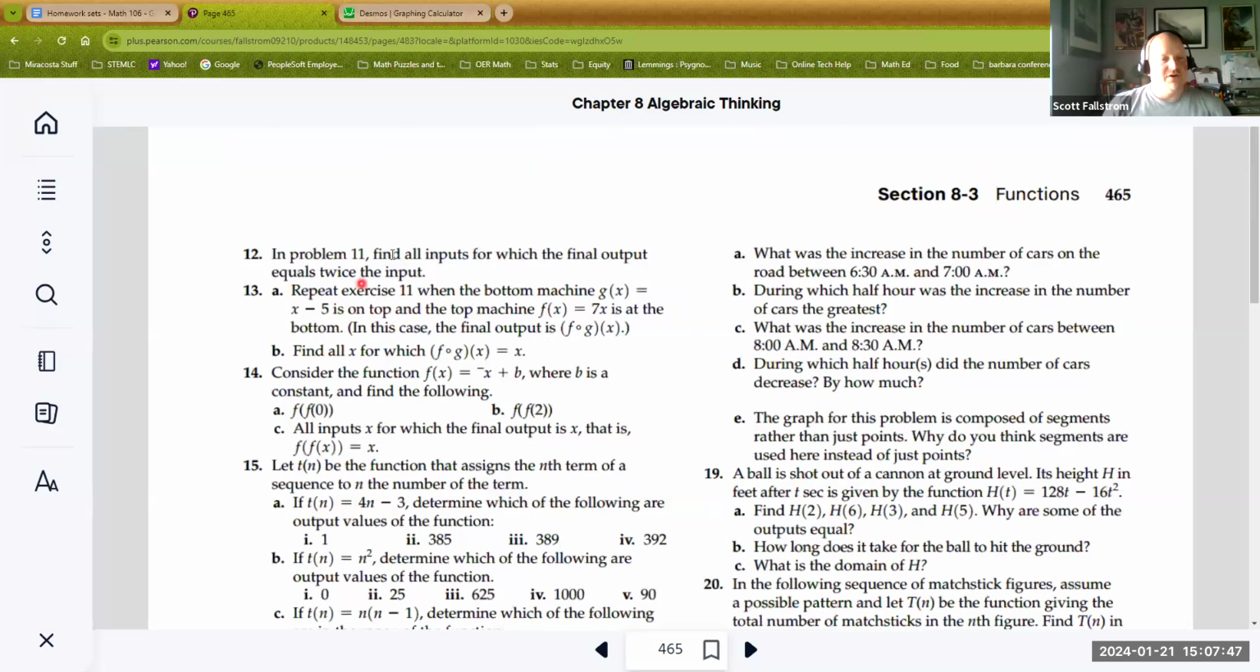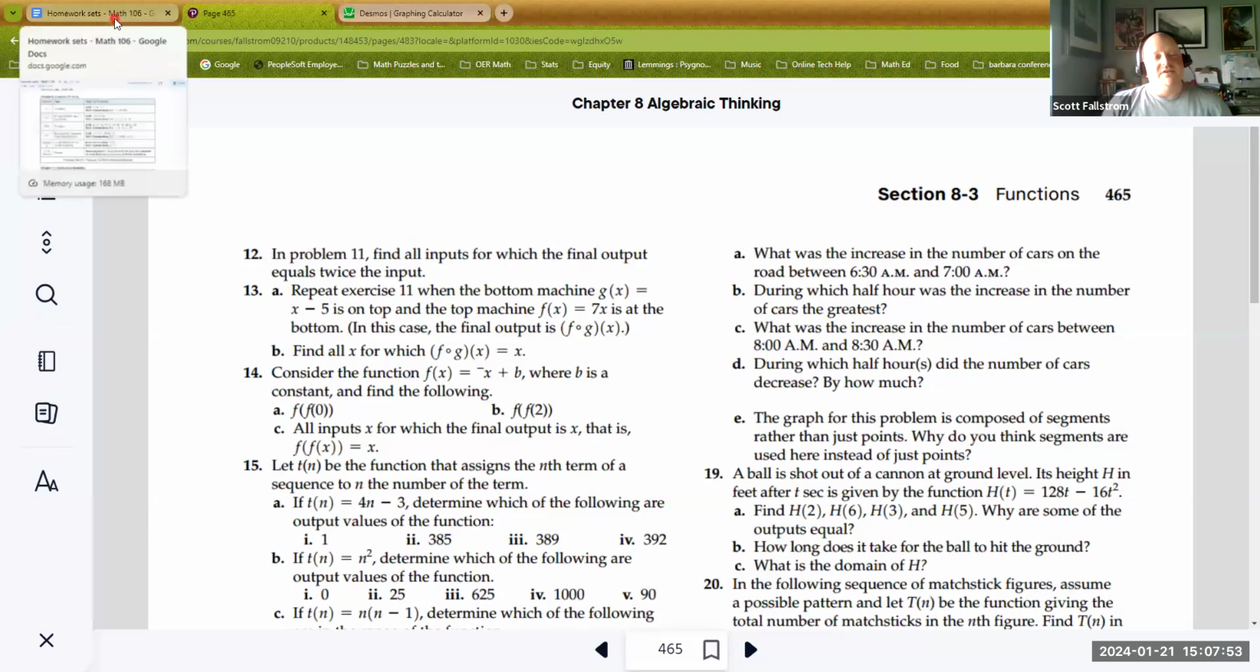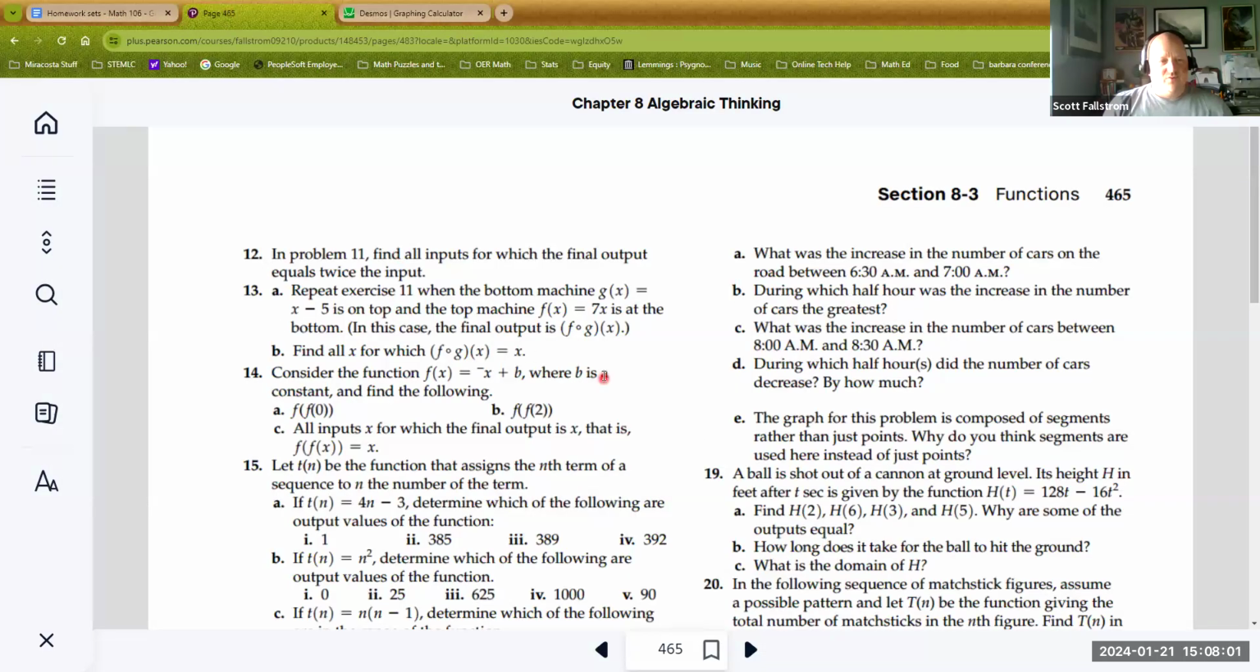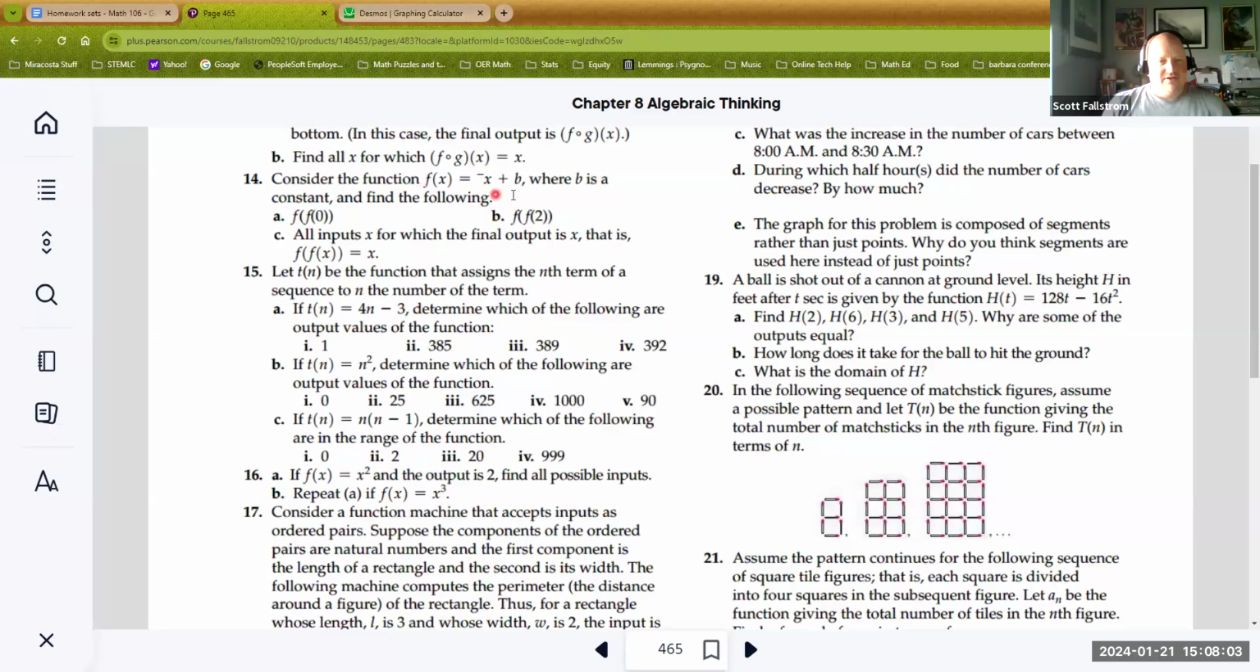Let's see here. What else do I have here? 11, 12. In problem 11, find all inputs for the final output equals twice the input. Well, that's a good one. Then you got to do a little bit of work. That's not a bad one at all. I like that. 11, 12, 14. Consider this function and do the following. So a little bit with composition. 15.